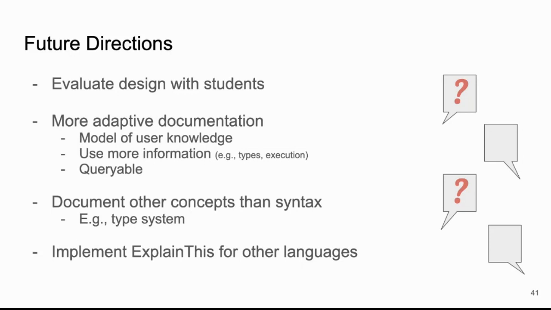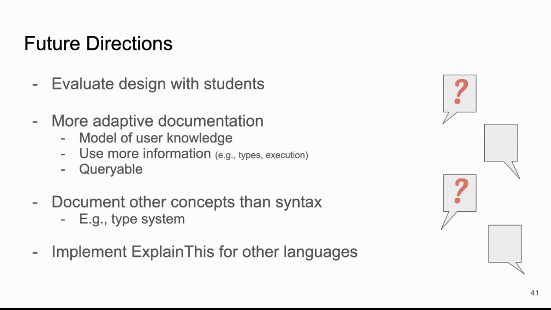We can also think about making this documentation even more adaptive. So you can imagine having a better model of user knowledge. If you're talking to someone and trying to explain something to them and they're coming from C++, maybe you'd explain something differently than if you know they know Haskell. Being able to make use of this user knowledge, maybe we could create even more adaptive documentation that would be really helpful to people.